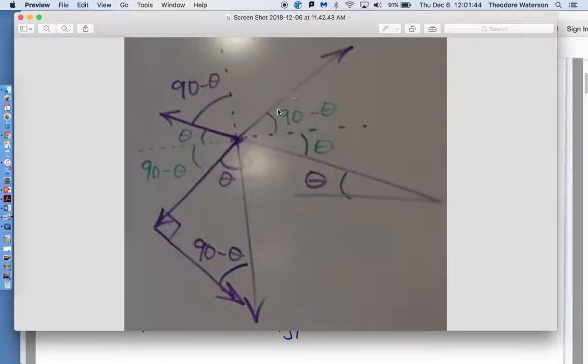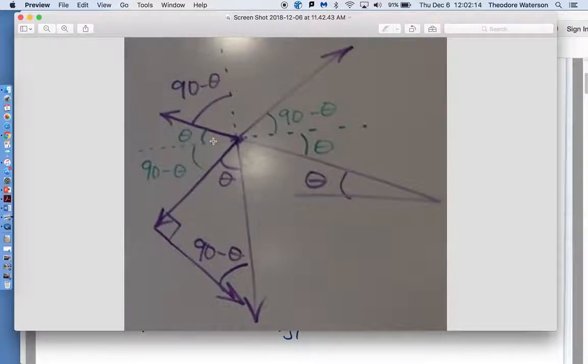Now remember, this is our normal force. This is supposed to be the ramp. I didn't draw it perfectly, but there should have been a 90-degree angle between the ramp and the normal force. So this angle left over here is 90 minus theta. That would also be equal then to this angle. Now if you look at it, there's a 90-degree angle here.